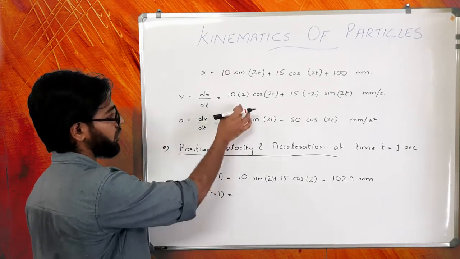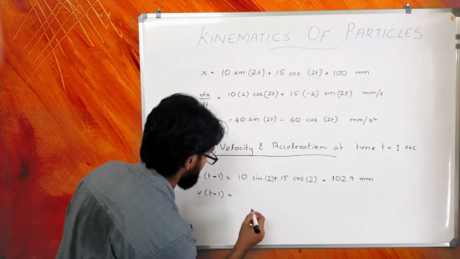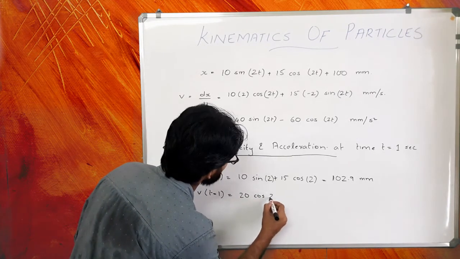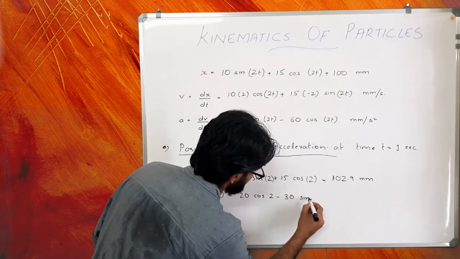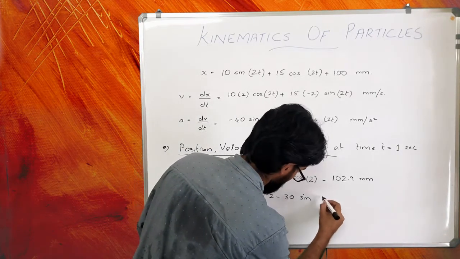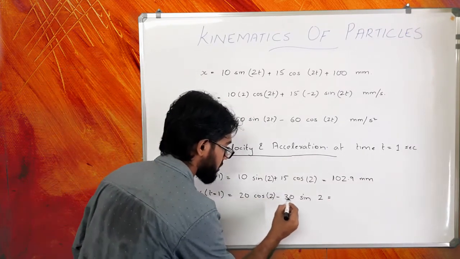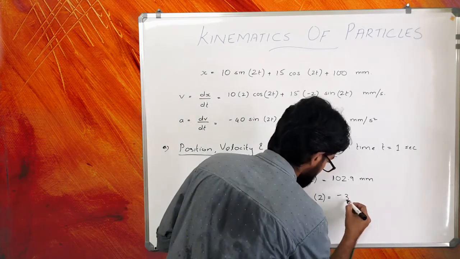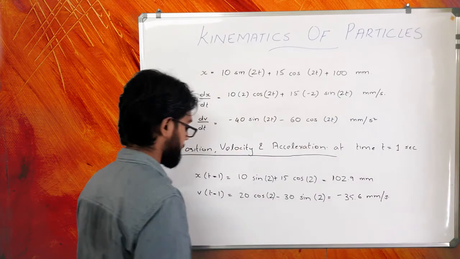Now, the second, velocity at time t equals 1 second. Substitute t equals 1 in this corresponding equation. So, you have here 20 cos 2 minus 30 sin 2. Now, if you solve this, you will get the answer minus 35.6 millimeter per second.